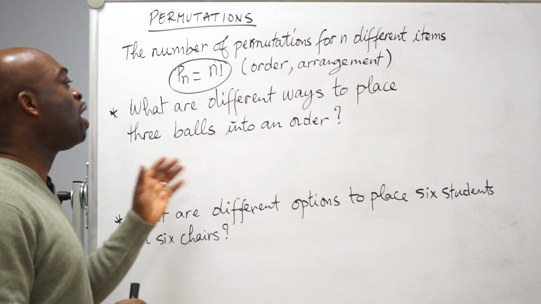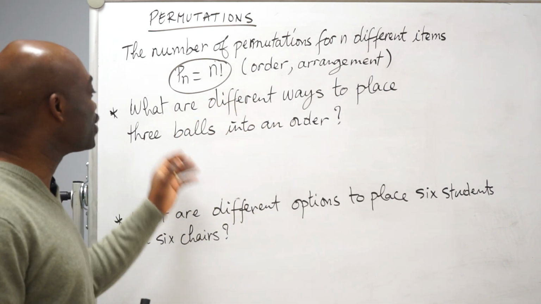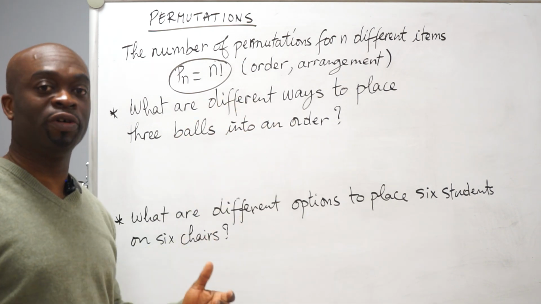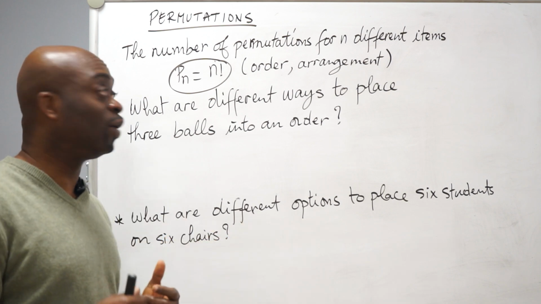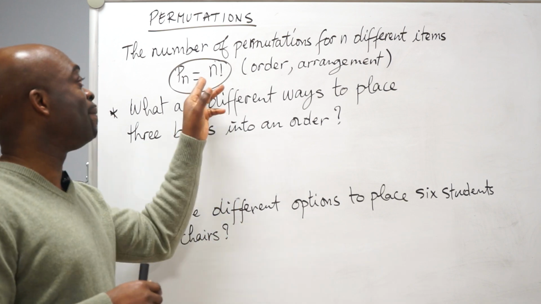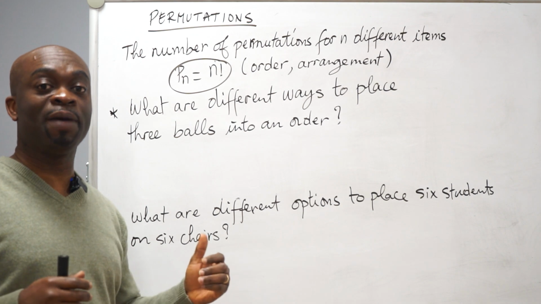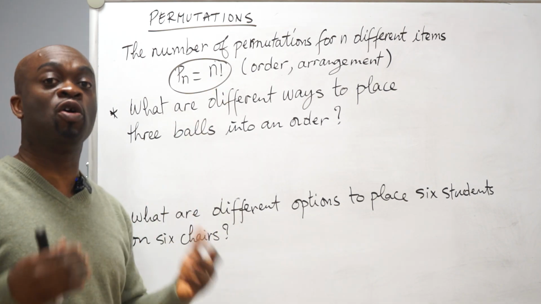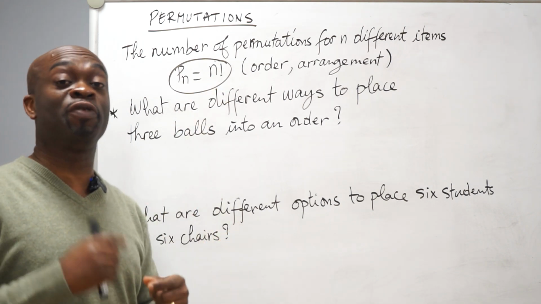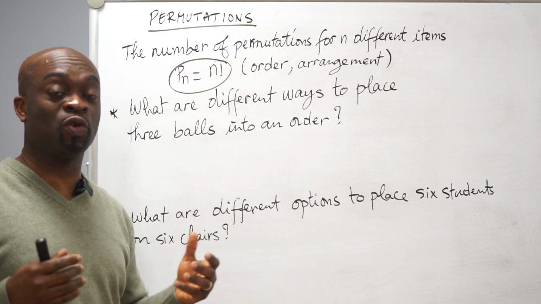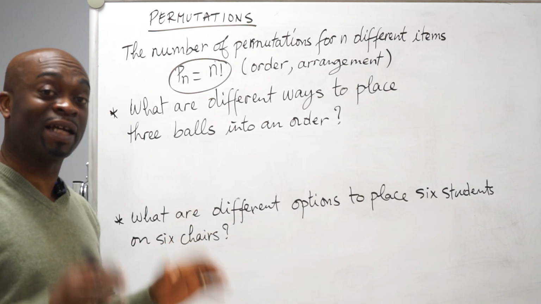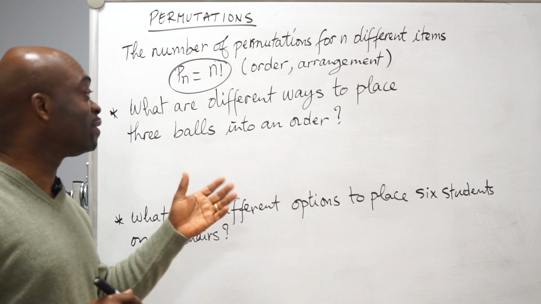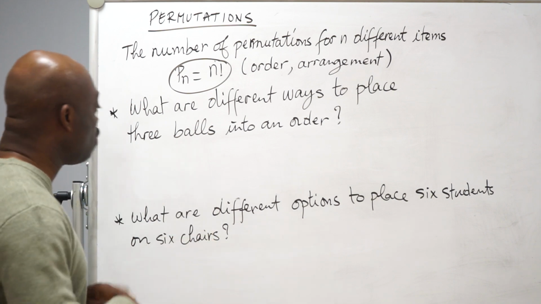First question: what are the different ways to place 3 balls into an order? So you've got 3 balls that you want to place into order. Now, if we didn't know about this formula, for example, that involves factorial, and get back to our previous video where we talked about factorial and how we do the calculations. If we didn't know that concept, how can we deal with such a problem? So let's go for it.